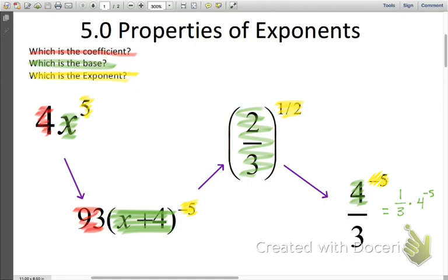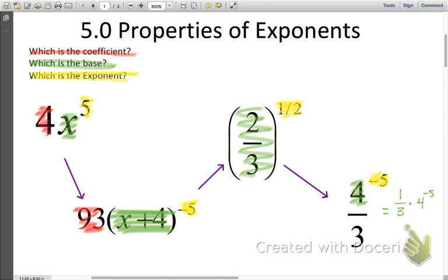Dividing by 3 is the same thing as doing what? Multiplying by 1/3. Okay? So if you have anything divided by a value, it's different than the one right before it, where it was the 2/3 because the whole thing was inside the parenthesis. Everything was taken to the 1/2 power, the 2 and the 3 together. Whereas here, just the 4 was taken to the negative 5th power. And then we were left with that dividing by 3, which is the same thing.